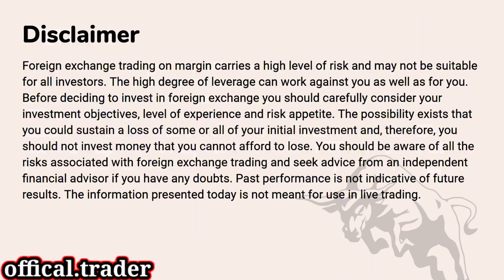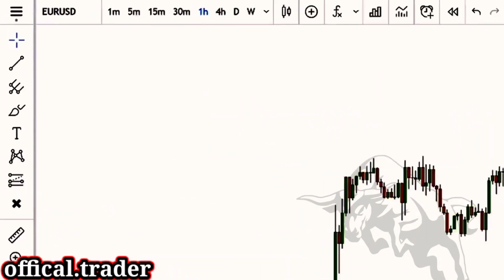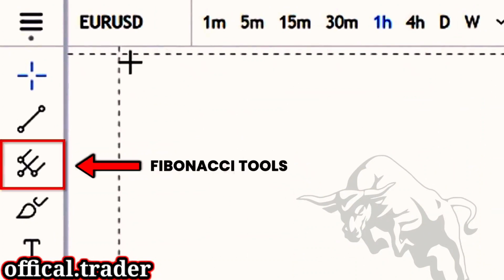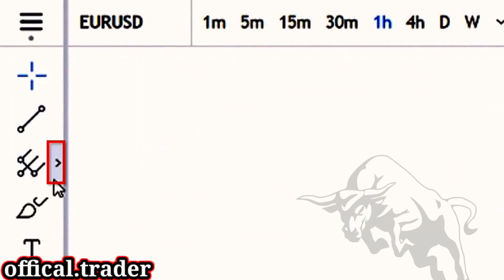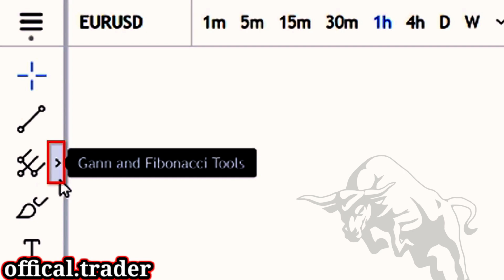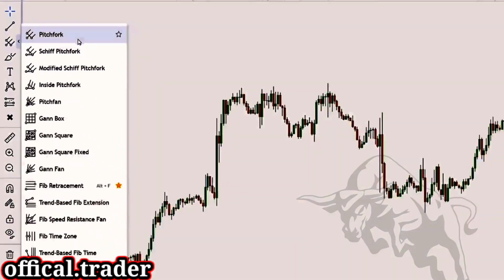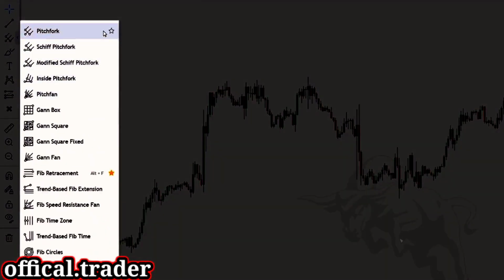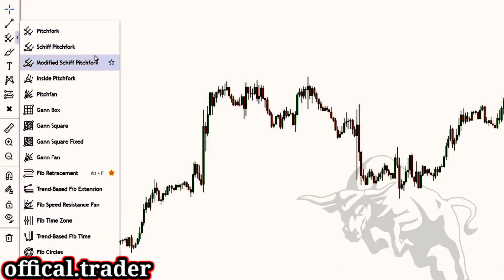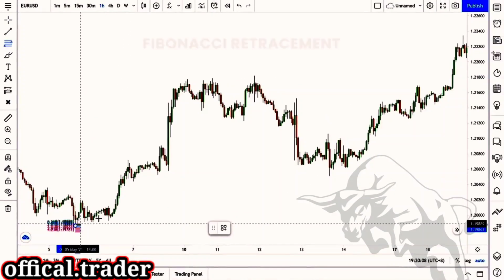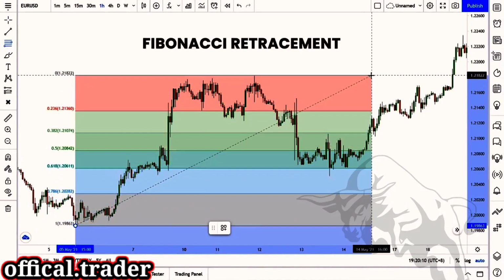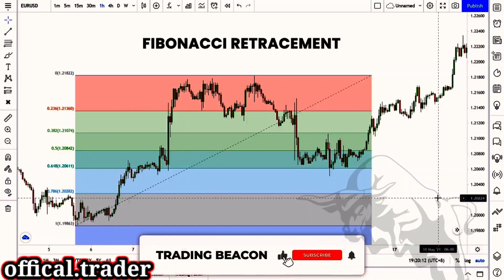Let's get started. So if you're on TradingView, simply move your mouse over the third button on the left and you should see a small arrow show up next to it. Click on that arrow to bring up the full list of options. The Fibonacci retracement tool can be found roughly halfway down that list, so click on that to select it. Here's what the Fibonacci retracement tool looks like when you first add it to your chart.